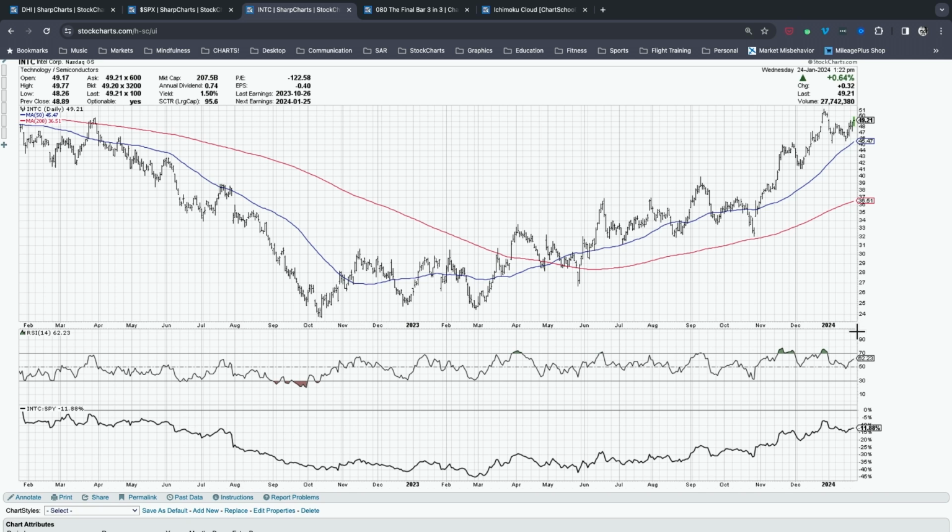Now, below that, we have RSI, the Relative Strength Index. This is a measure of price momentum.